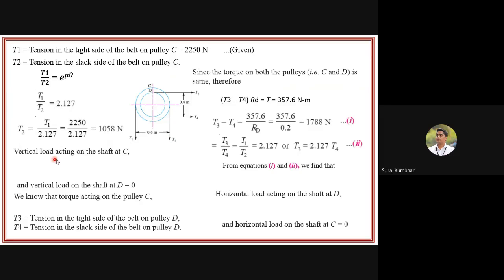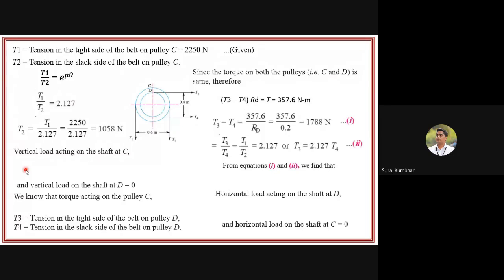Now can you find out the vertical load which is acting on the shaft at C? Just find out the vertical load now acting on that particular shaft at C. What will be the formula? How to find out the vertical load on that C pulley? You can unmute and tell, or just put it over here.